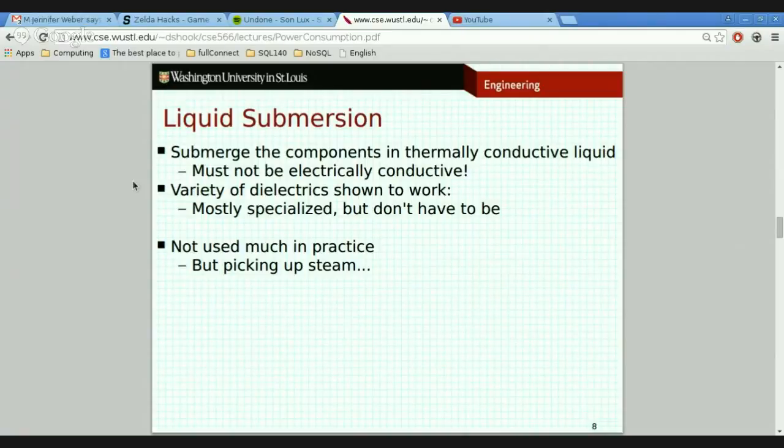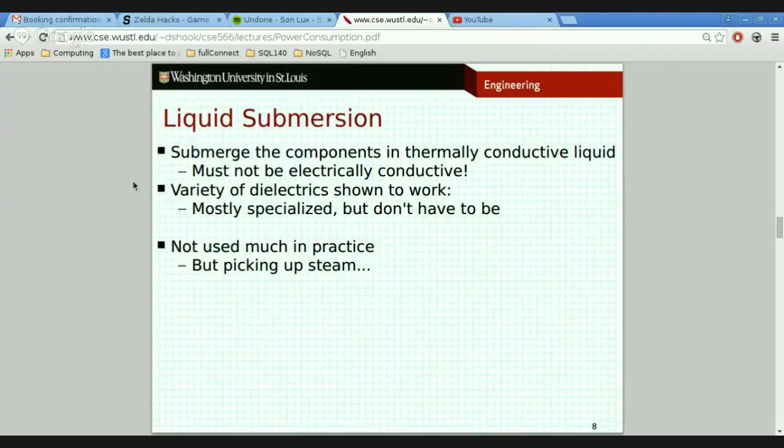So this idea of liquid submersion is very, very interesting. We take a computer and we actually dip it into a liquid. We submerge these components into something that is thermally conductive. What that means is that it conducts heat. So the liquid is going to take the heat that's being produced by the system. However, this same liquid, of course, cannot be electrically conductive. So it has to be something that's inert electrically. Otherwise, we would short the system. Nothing would work, right? So water is out. That would be a horrible liquid to use.